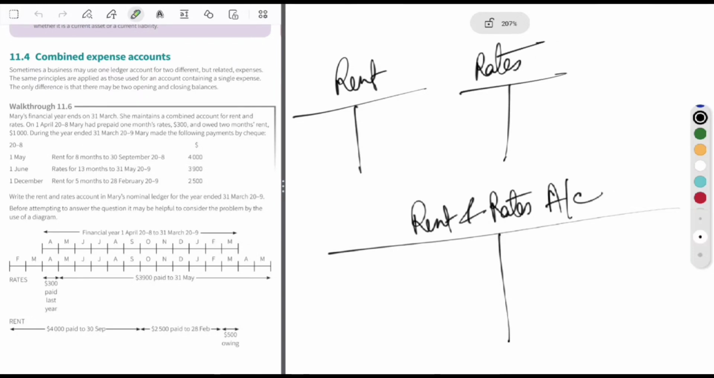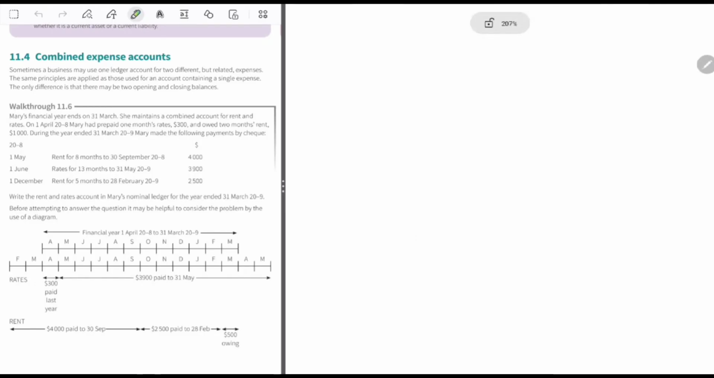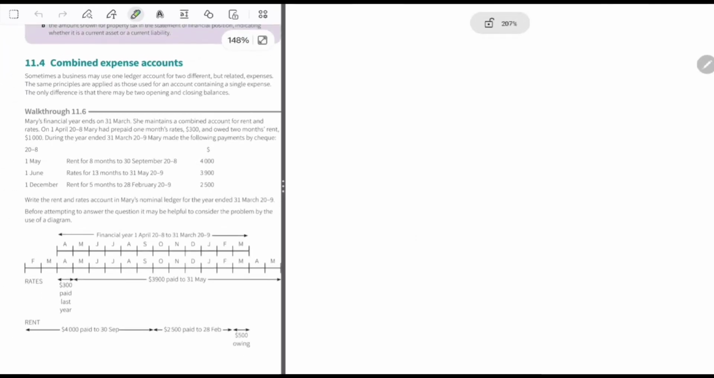So let us quickly read the question and what is given to us. Mary's financial year ends on 31st of March. She maintains a combined account for rent and rates, so there are two expenses, rent and rates. On 1st April 2008, Mary had prepaid 1 month's rates. Mind you, this is the amount of rates that is prepaid. And she owed 2 months' rent. This is the amount of rent that is owed at the beginning, that is $1,000.